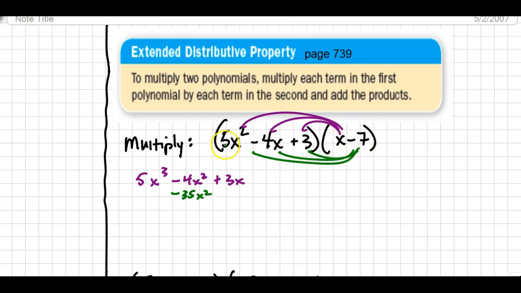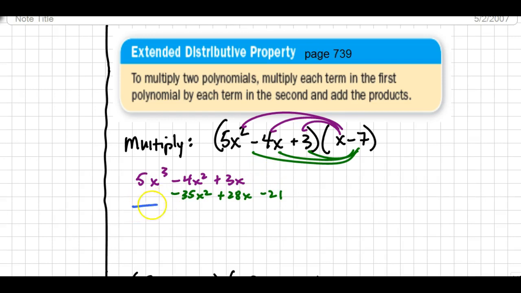So I did the -7 times the first term. Now I need to do -7 times -4x. Negative times negative is positive. 7 times 4 is 28. And so I'm just going to get positive 28x there. And then -7 times 3 is -21. I don't line that up with anything because there are no other constants.